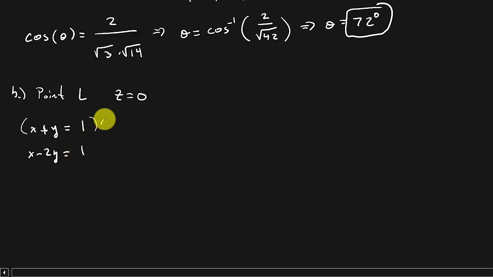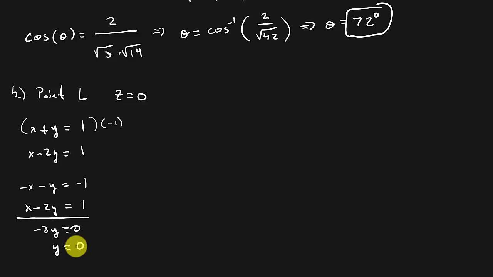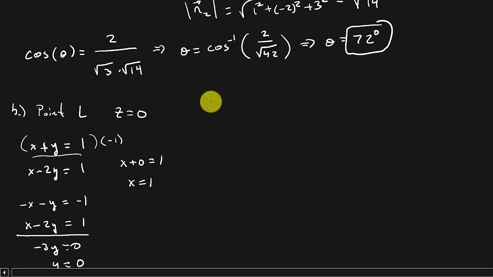So just solving a simple system of equations, we'll multiply by -1. So that's negative x minus y equals -1, and x minus 2y equals 1. So that's going to give me negative 3y equals 0, y equals 0. All right, so z is equal to 0, y is equal to 0. What's x? Well, I can plug the 0 into here. So x plus 0 equals 1, so x is 1. So we know the point (1, 0, 0) lies on L.